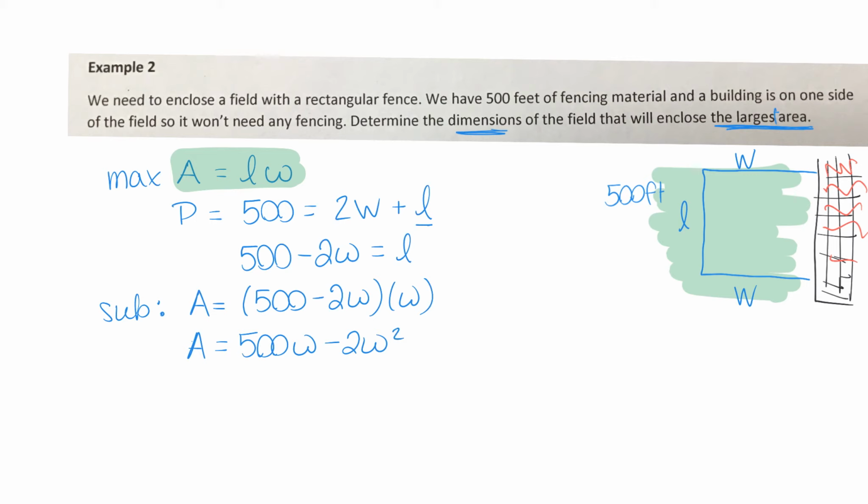And then, because we're looking for maximum, we need to take the derivative. So A prime. So the derivative of 500W is 500. The derivative of negative 2W squared is negative 4W.